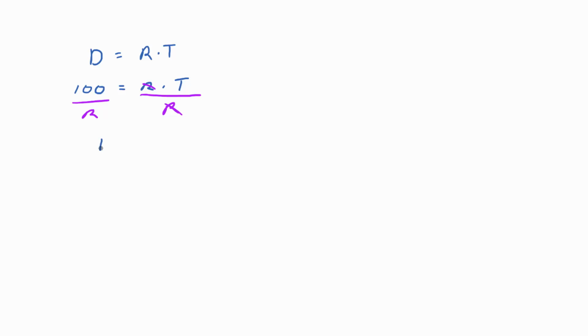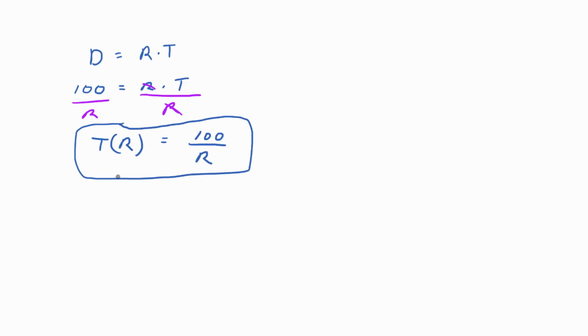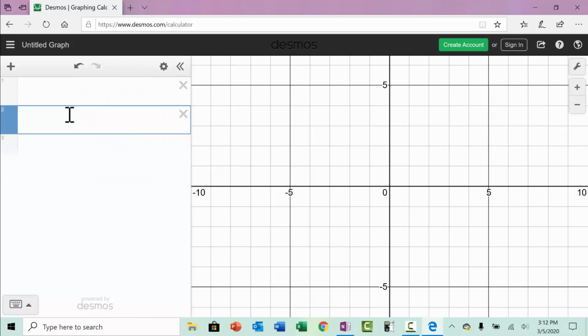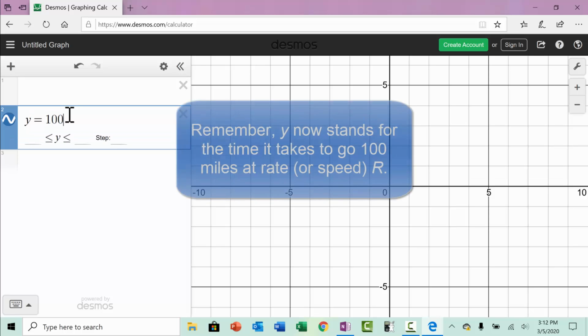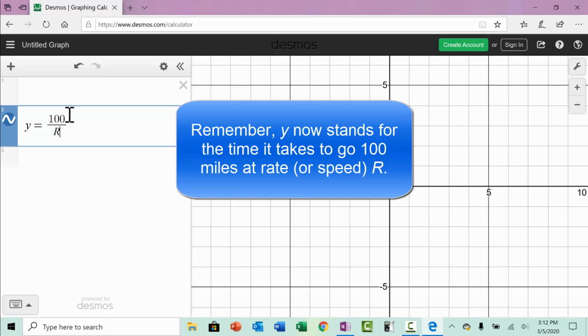I'm going to turn that around. T, I can call that T of R, function notation, is equal to 100 divided by R. And I'm going to call that my rational function. And I'm going to graph this thing to see what it looks like. So this is Desmos. I'm going to type in our equation, except I can't use T. I have to use Y equals 100 over R. And then you can make the input variable anything you want, R.